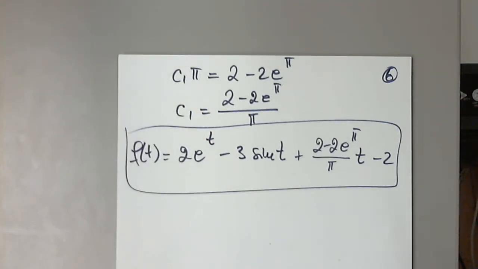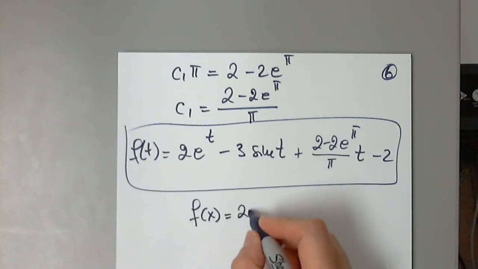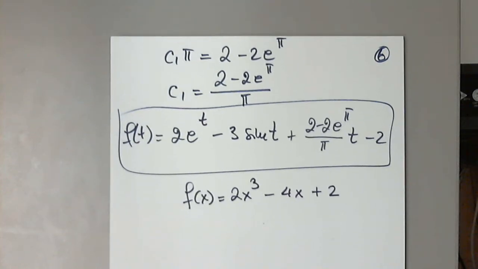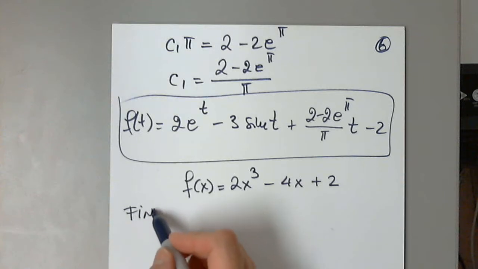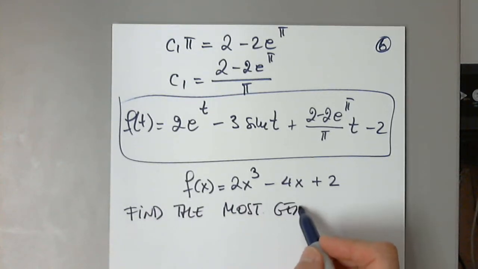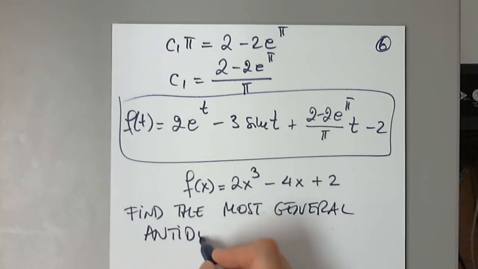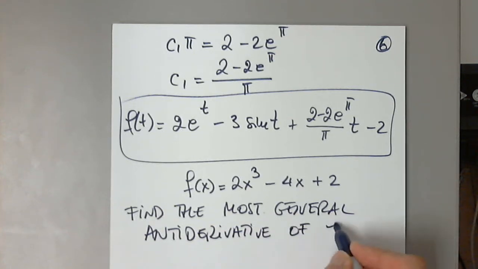Here's a function for you. F of x, let's say, is 2x to the third minus 4x plus 2. The requirement is to find the most general antiderivative of f of x.